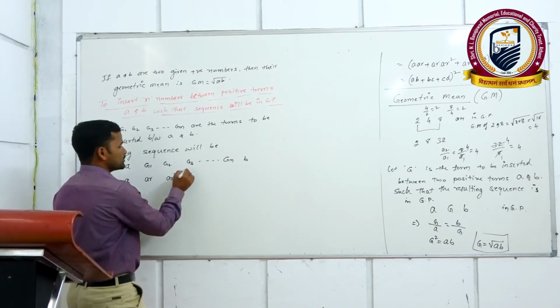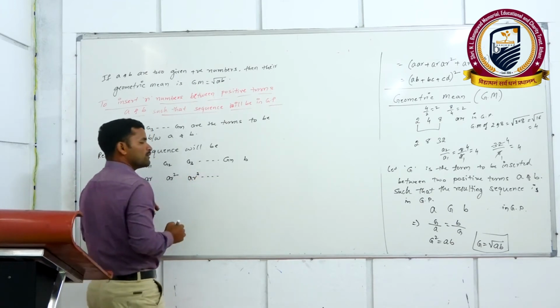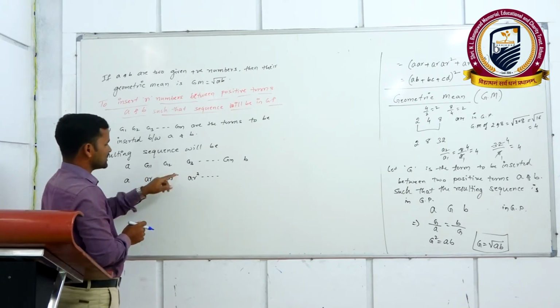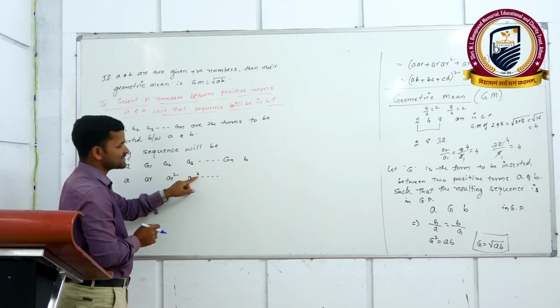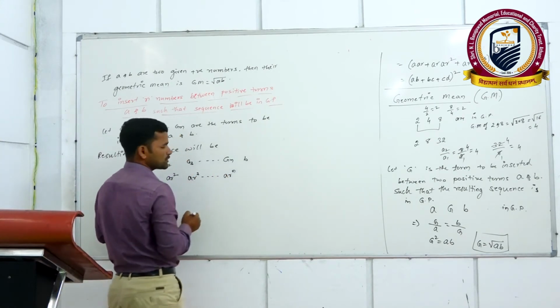Okay, what about G3? G3 is nothing but A into R cube. So on. What will be Gn? G2 is A into R square, G1 is A into R, G3 is A into R cube. G3 is the third term, here the same power is there. In the same way, Gn will be A into R to the power n.